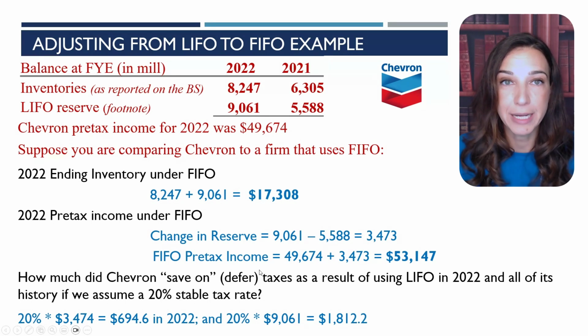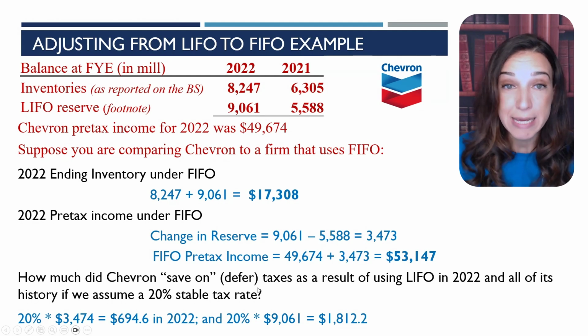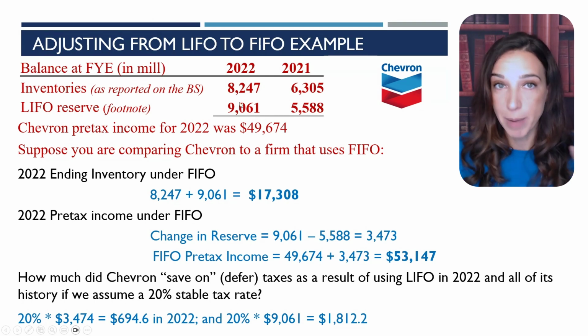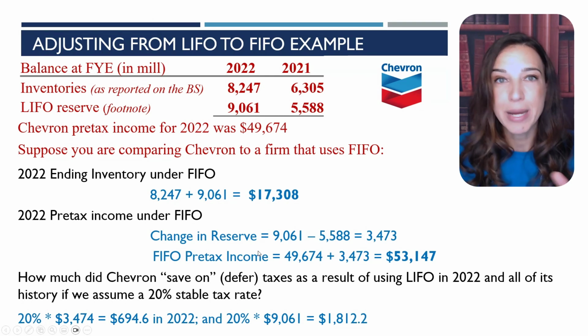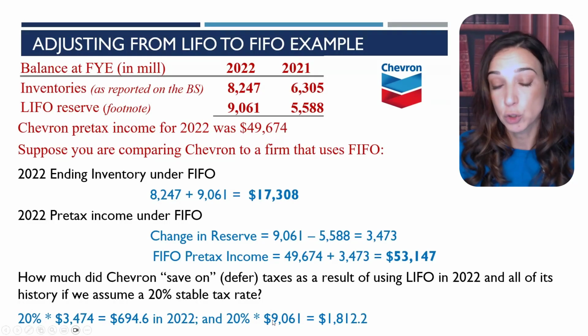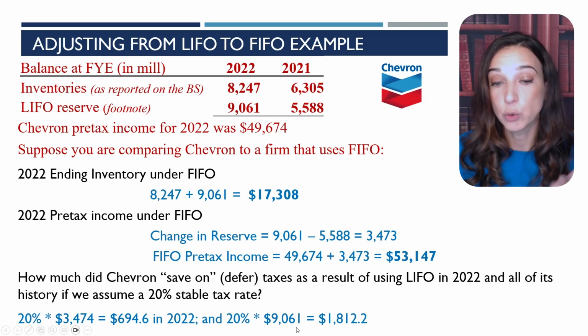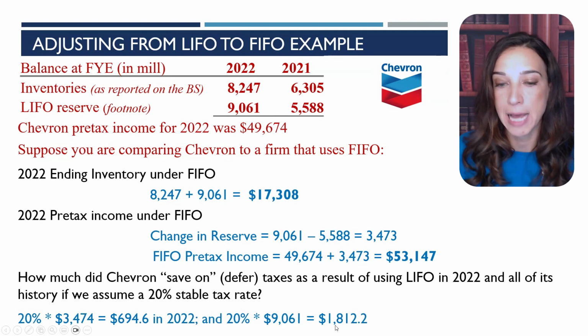Now, how much do they defer overall in all of the years of using LIFO? Even though this is only the data from 2022 and 2021, we can think of the final balance in the LIFO reserve as made up of many, many deltas, right? It kind of grew over the entire history of them using LIFO. So in terms of the total impact, if we apply the same 20% tax rate to the full balance of the LIFO reserve, then we have a total deferral of taxes of $1.8 billion.